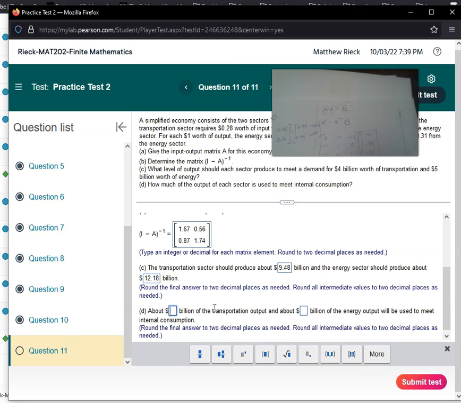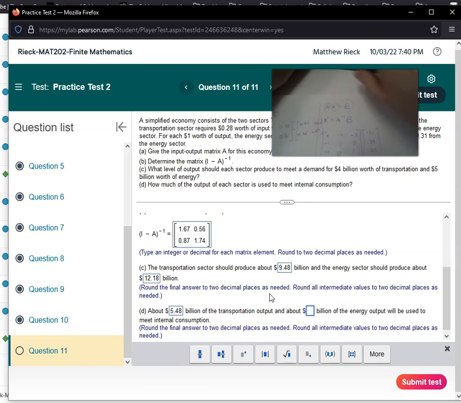All right, so then to find out how much of the transportation output and energy output is used to meet the internal consumption, you're just going to take your totals and subtract your demand, because everything else is being used in production. For the transportation, we have 9.48 minus my 4 billion for demand, which is going to be 5.48. And then we're going to do a similar thing for the energy. We have 12.18 for the total production, and the demand is 5 billion, so 12.18 minus 5 is going to be 7.18.